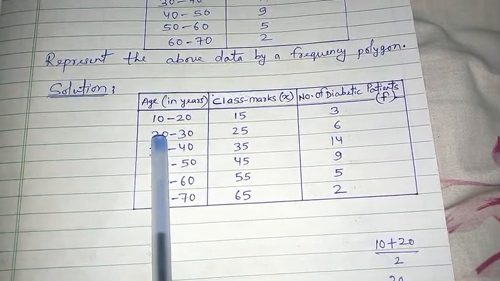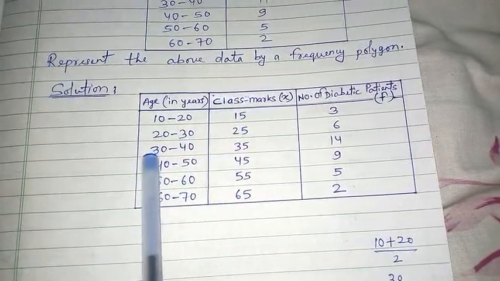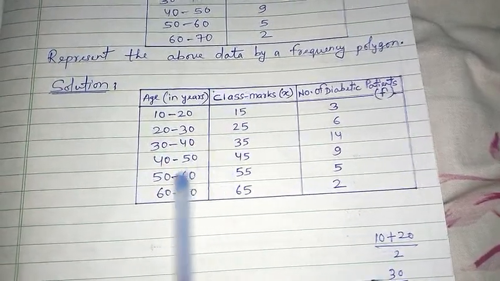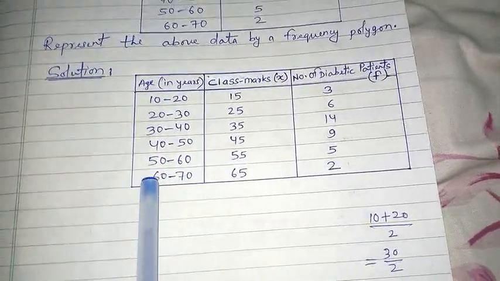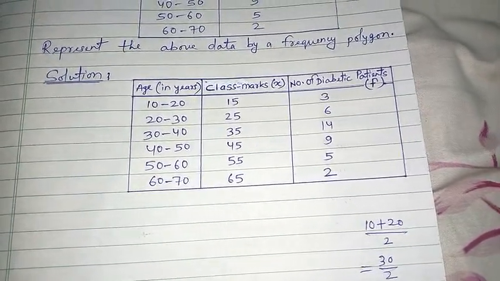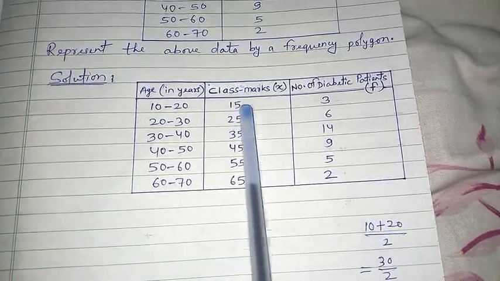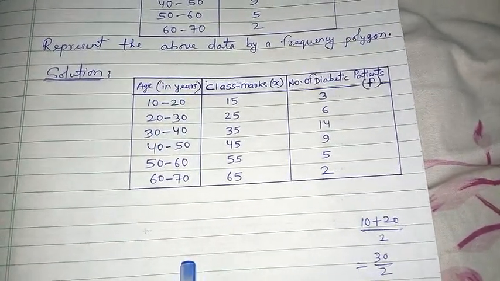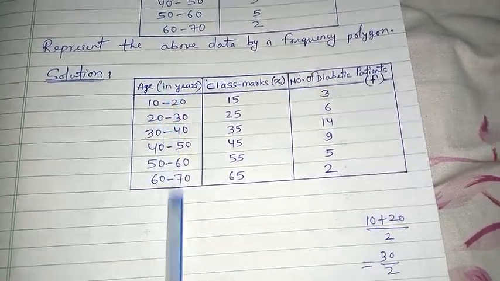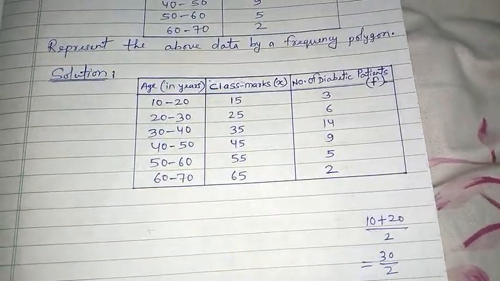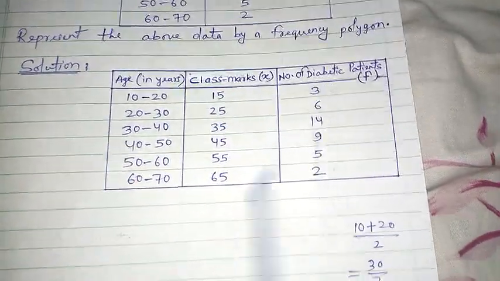Similarly, the number between 20 to 30 is 25. Between 30 to 40 is 35. 40 to 50 is 45. 50 to 60 is 55. And 60 to 70 is 65. So this is class mark. Class mark comes from the first column, and we take the middle value of the class interval of the first column. So the middle value was 15, 25, like that. Now this column and this column will be required to make a graph.